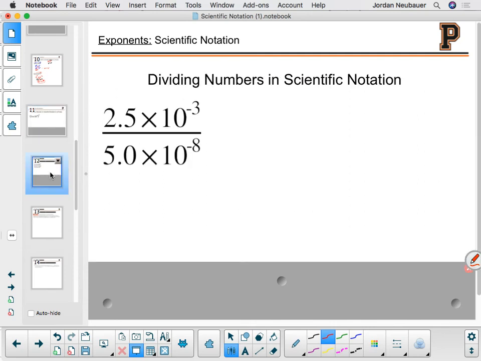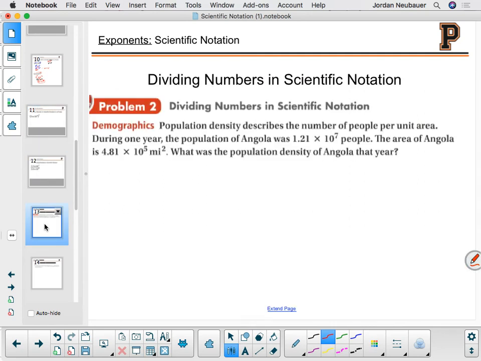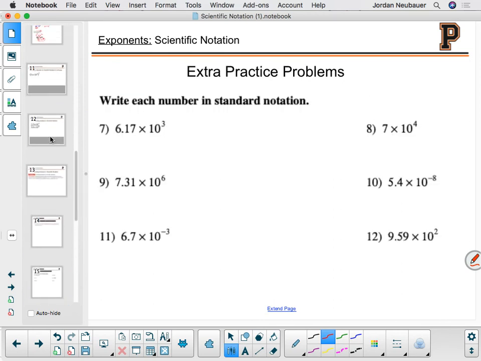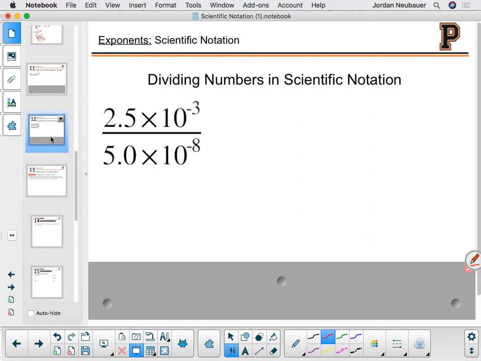I mean, we can do these all day. Dividing is actually also very possible with numbers in scientific notation. Let's take a look at 1 or 2 like this. If you remember from the last lesson, dividing powers, we can split up our division. We can do our division in 2 parts. So we're going to do the same thing here. We're going to divide 2.5 by 5.0, and then take a look at our tens. This is going to be multiplied by 10 to the negative 3 minus negative 8 power.